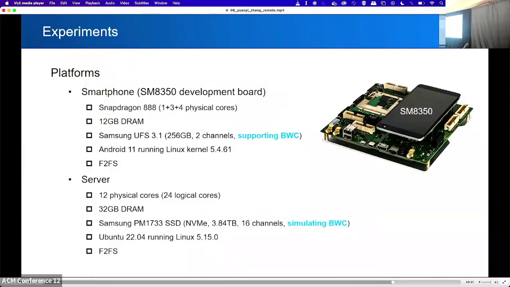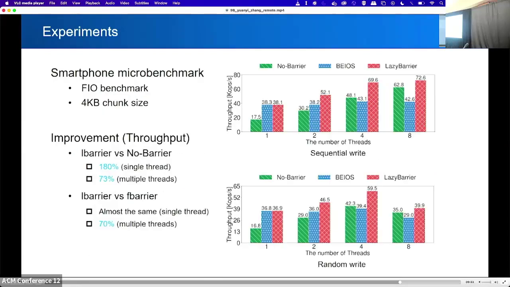We evaluate our proposal in smartphone and server. The UFS device supports BWC when no SSD supports it, so we simulate BWC in server workload. We mainly compare our AdBarrier with NoBarrier, FSync and FBarrier. We first use FIO to bench the 4 KB performance. AdBarrier shows better throughput than NoBarrier. Compared with FBarrier, AdBarrier achieves 70% improvement and shows better scalability on multiple cores.